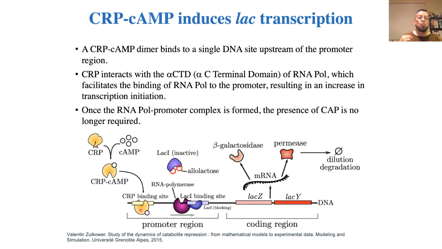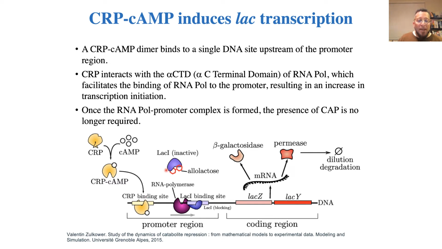That's going to promote the binding of the RNA polymerase because the CRP protein is going to directly interact with the alpha CTD, the alpha C-terminal domain of the RNA polymerase, which now facilitates the binding of the RNA polymerase to the promoter, and that increases transcription.